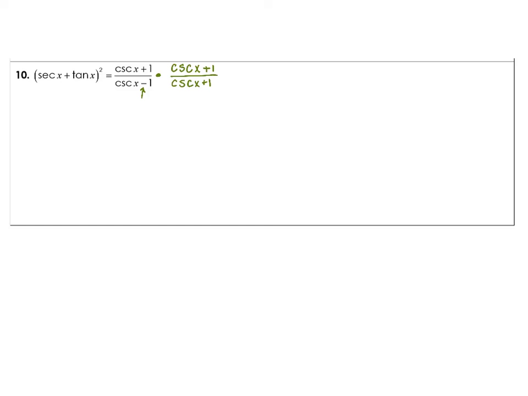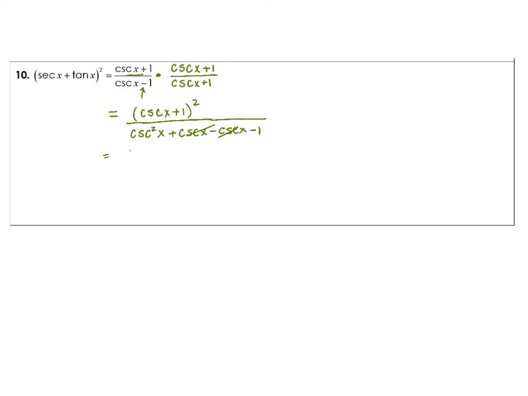And again, I don't know if I would full out anything just yet. Maybe the bottom, because it looks like stuff will cancel. But the numerator, we're just going to have cosecant x plus 1 all squared since we're multiplying by the same thing. And then in the bottom we're going to have cosecant squared x plus cosecant x minus cosecant x and then minus 1. So we're going to have those parts cancel.